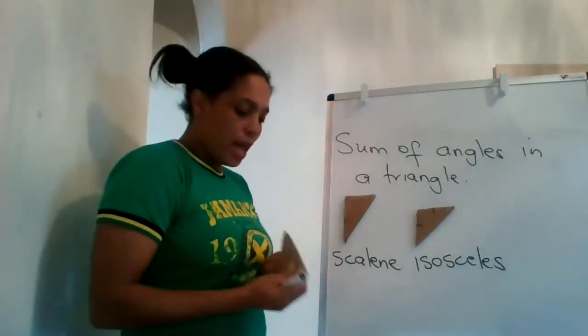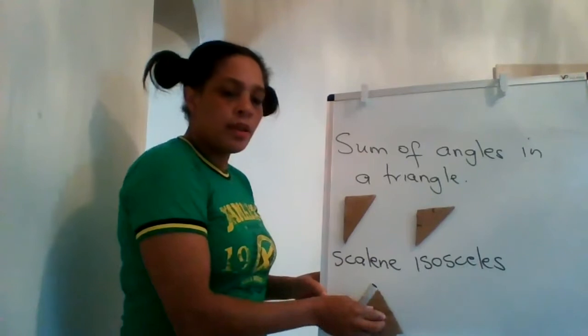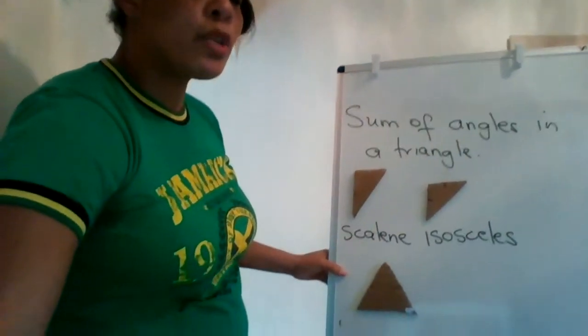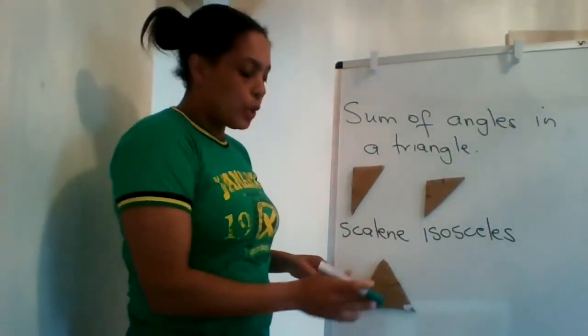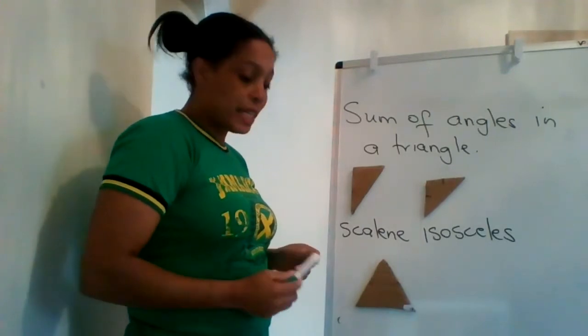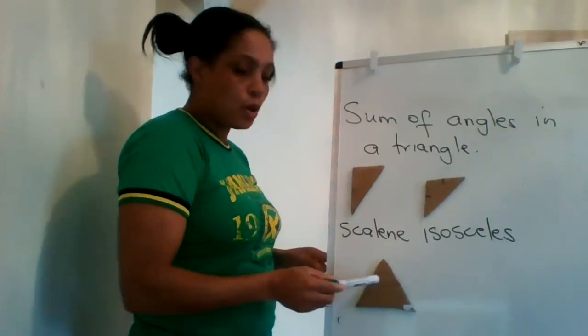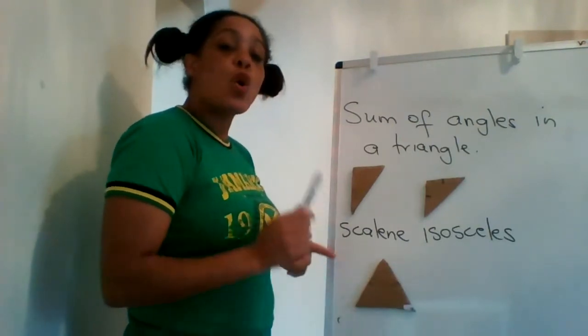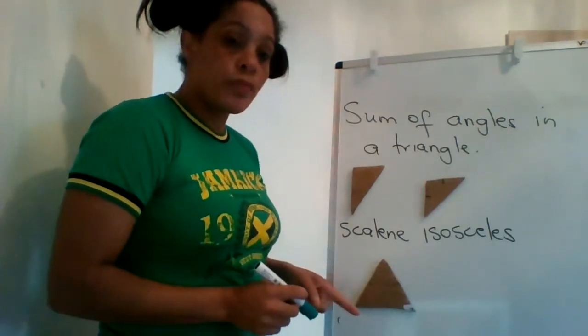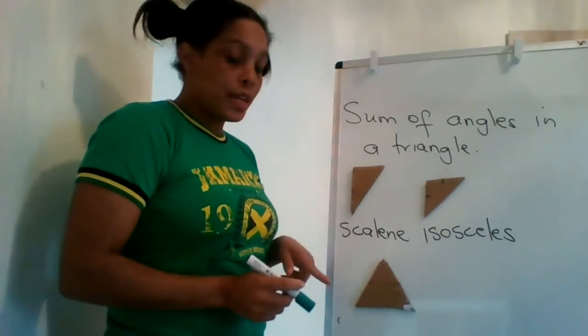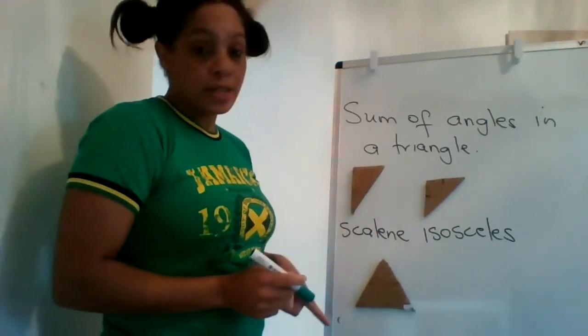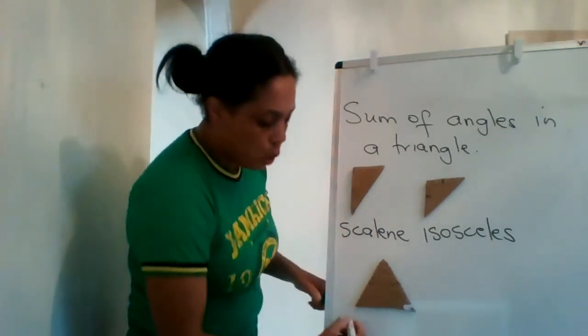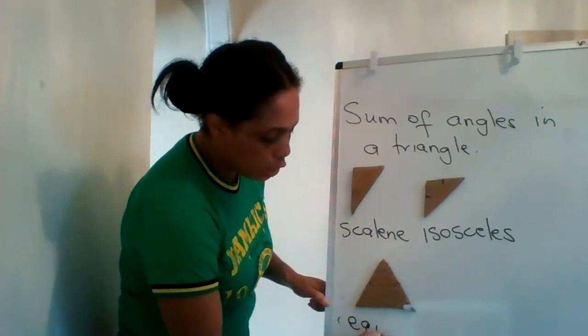The next one that we have is an equilateral triangle. So an equilateral triangle is usually indicated by 3 lines on the sides. These 3 lines say that all 3 sides are equal. If all 3 sides are equal, then all 3 angles are going to be equal. And this is what we call an equilateral triangle.